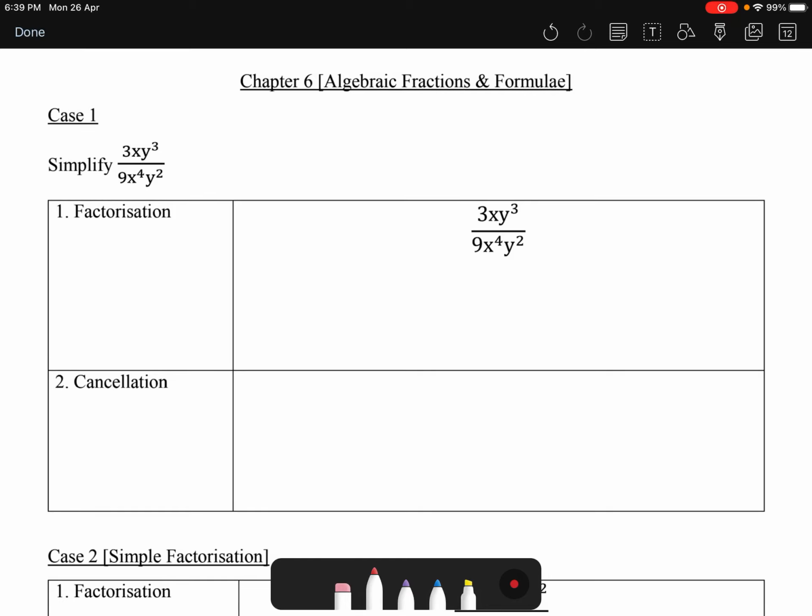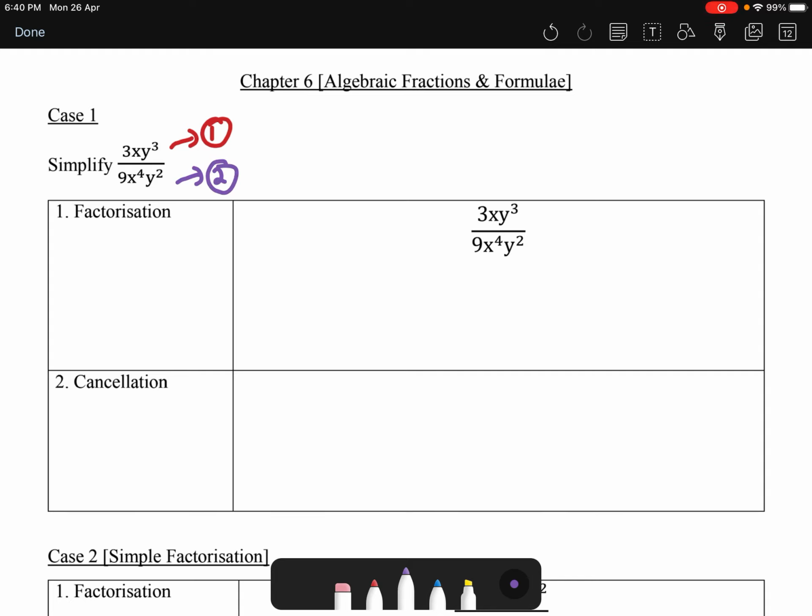Alright, so today we'll learn how to simplify algebraic fractions. For the first concept, we will learn how to simplify a fraction first. For case 1, you look at your numerator and denominator. At the top, there is only one term, right? So I put this as the first term. And at the bottom, there's only one term, so I put this as the second term.